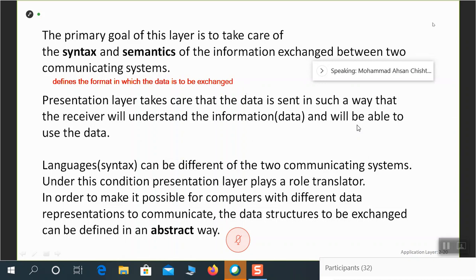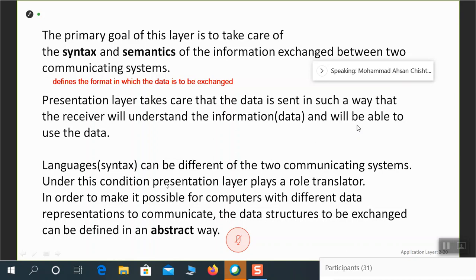Then, as the slide here says, it takes care of syntax and semantics of the information exchange between the communicating systems. So the presentation layer here takes care that the data is sent in such a way that the receiver will understand the information and will be able to use that data. So the two things that come across here are syntax as well as semantics.